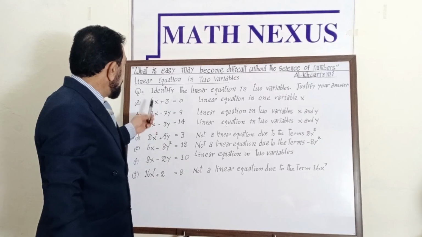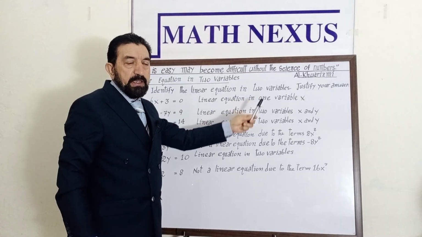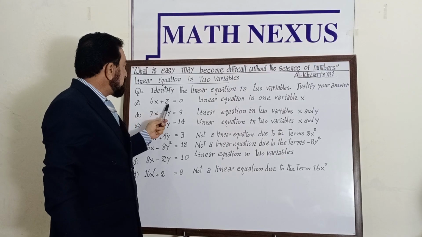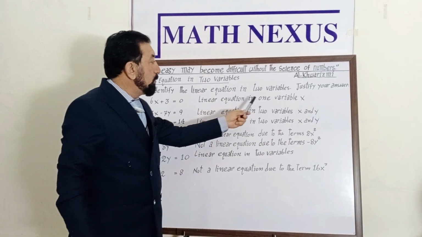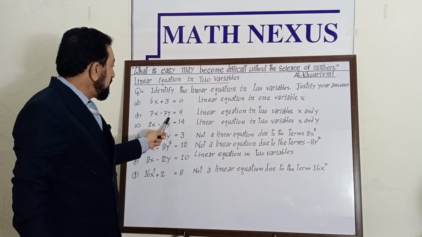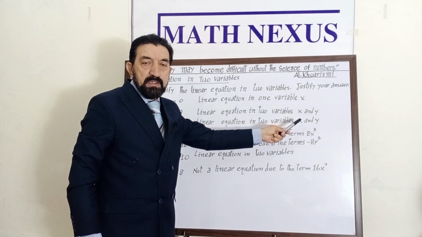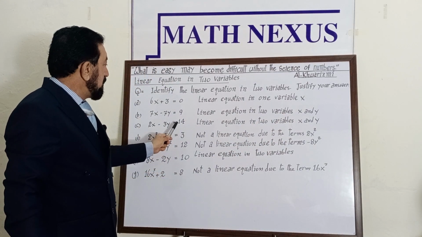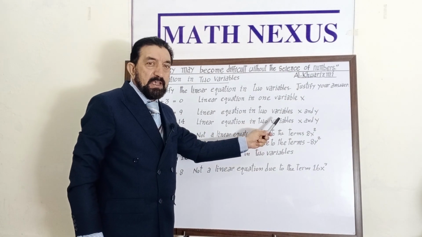Look at the question. Identify the linear equation in two variables. Justify your answer. Question number 1. 6x plus 3 equals 0. This is a linear equation, but in only one variable, which is x. 7x minus 7y equals 9. This is a linear equation in two variables x and y. 2x minus 3y equals 14. This is a linear equation in two variables x and y.